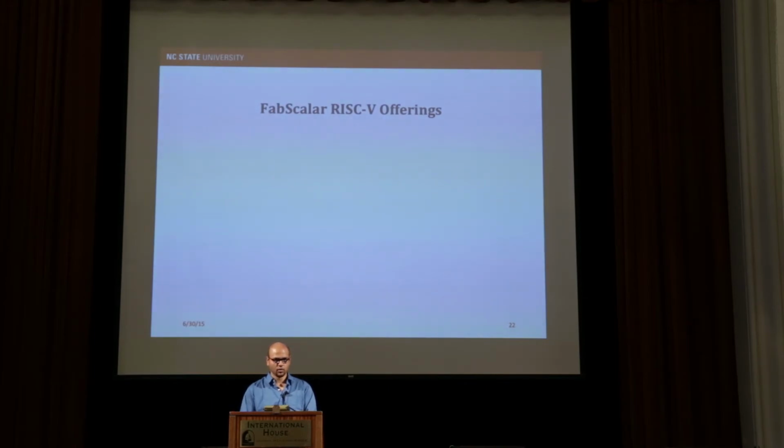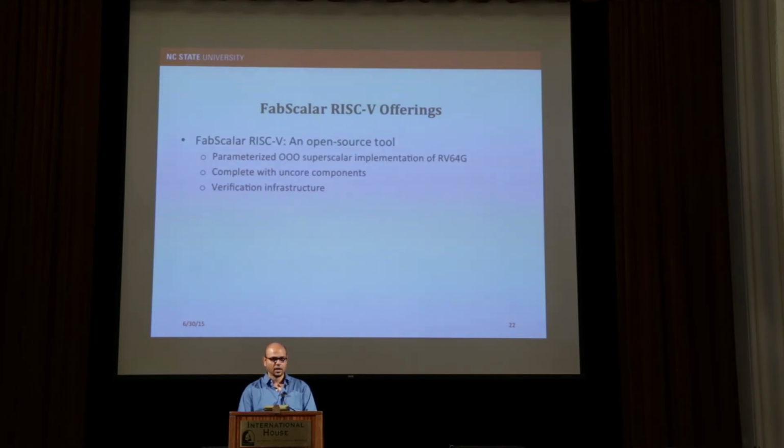So the most important thing, what does FabScalar have to offer to the RISC-V community? Well, it's an open source tool to generate out-of-order processors. It's highly parameterized and implements the RV64G instruction set. It comes with uncore components, the fab bus and the fab cache, that you can use to build a full system on a chip. And we will also release the verification infrastructure along with whatever limited amount of test cases we have. And one important thing that needs to be done, we need to add more test cases, as Christopher correctly pointed out.